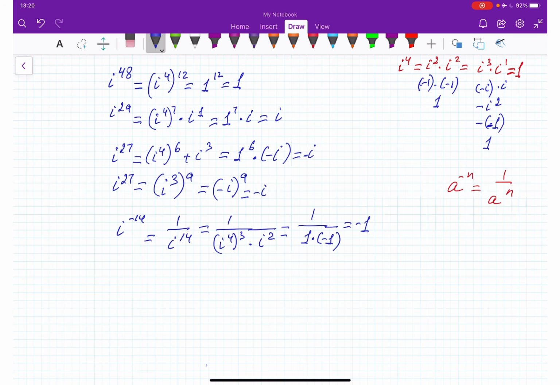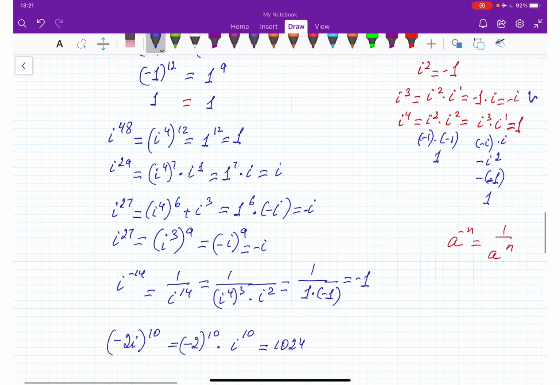Next, negative 2i to the power 10. What do I do? I separate negative 2 to the power 10 and then put times i to the power 10. Since negative 2i is raised to the power 10, which is an even number, the result is going to be positive. And that is going to be 1024. And times i to the power 10, how can I break it down?